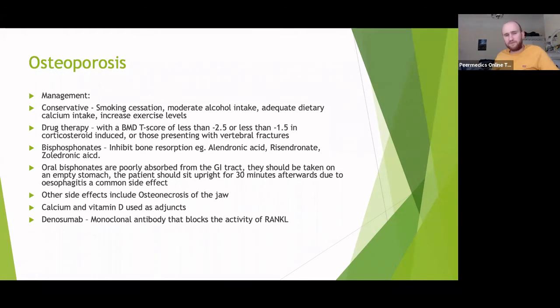Another question that they like to ask: osteonecrosis of the jaw is a side effect. I don't think it's common, but it's quite a stark one, especially with the idea that bisphosphonates are trying to prevent bone resorption. Again, management, you're going to be thinking about calcium and vitamin D if they need them. And at the end there, you've got denosumab, a monoclonal antibody that blocks RANKL. That's useful in postmenopausal women, where they've got that overexpression of RANKL.